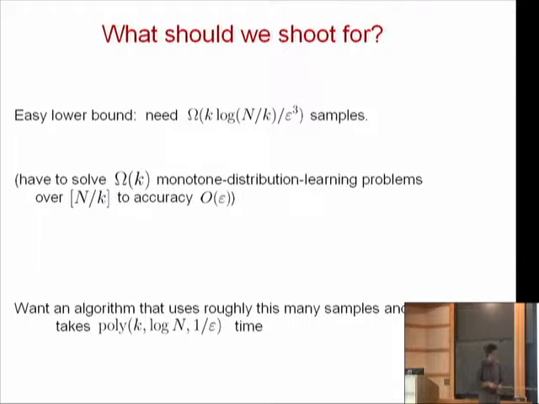We should try to come up with an algorithm that uses something like this many samples, k log n over epsilon cubed samples, and is efficient, right? We want it to run in poly time in k, poly log n, poly 1 over epsilon. So we don't even want to spend n time to learn this thing.